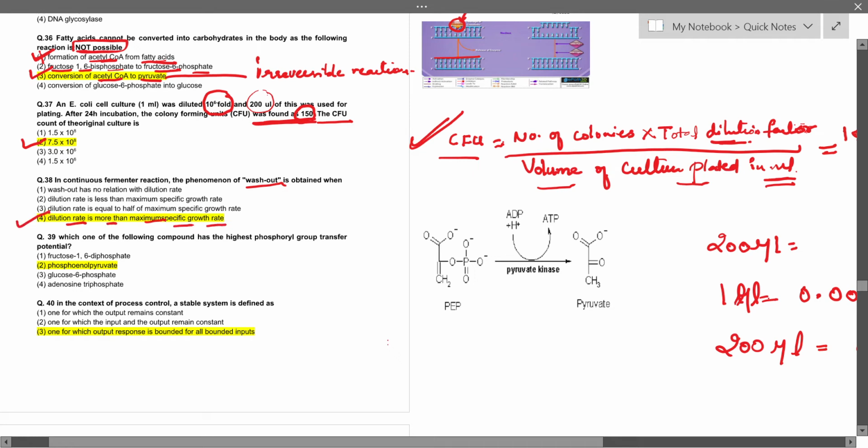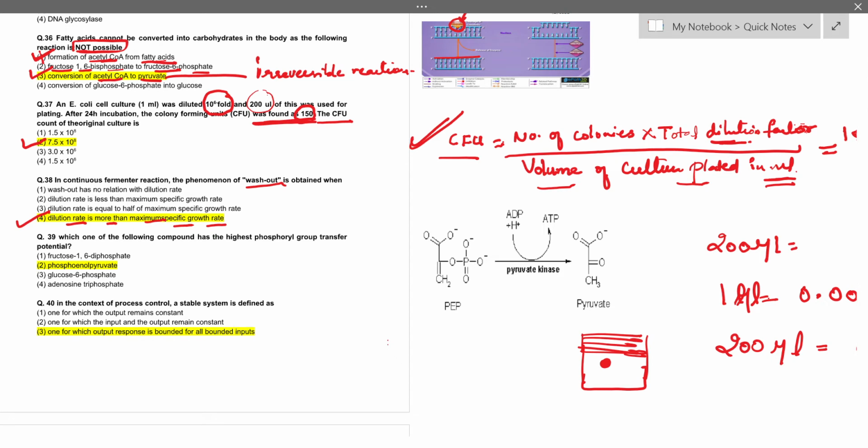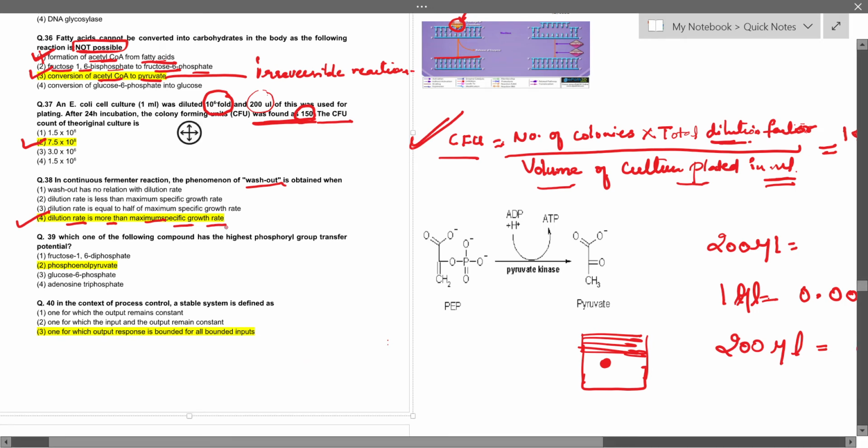Suppose this is a glass of water. I am adding only a little of Glucon D, and then I keep on adding water. Now there is less Glucon D, and as I keep adding water, the taste of Glucon D is going to be negligible. In the same way, the growth is very less when compared to the dilution. That means the washout happens then.